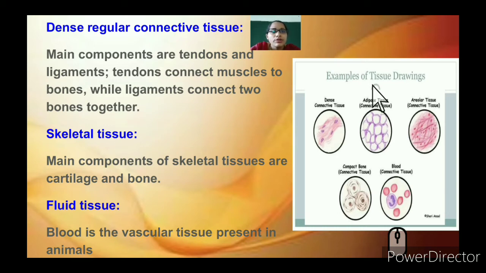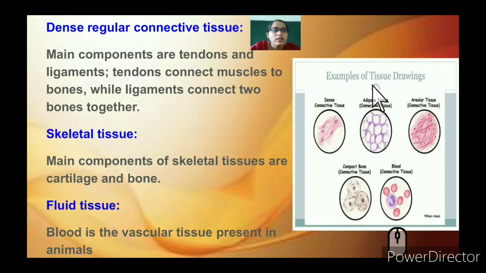So let's understand what a skeletal tissue is. The main components of the skeletal tissues are cartilage and bone. When we speak about the skeleton, it is about the bone and the cartilage. We have seen that cartilage consists of proteins, and some cartilage is not too rigid, like the cartilage present in the ear, which is why you are able to twist your ears.